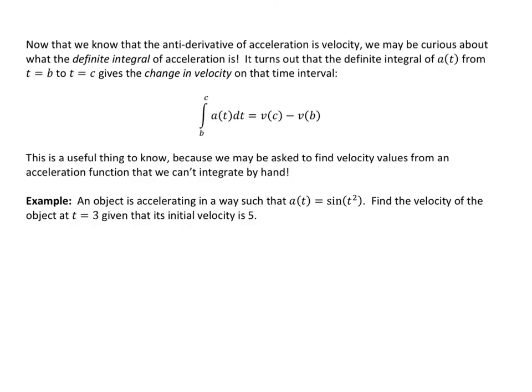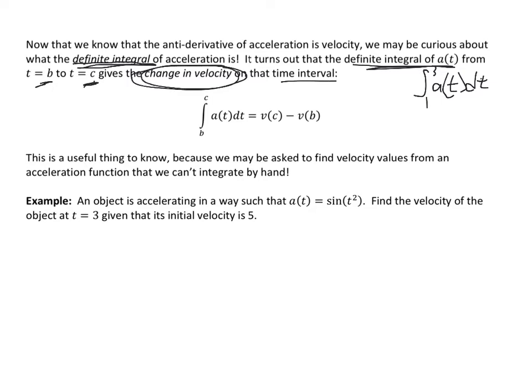So the one more connection that I want to make here is, now that we know that the antiderivative of acceleration is velocity, you may be curious about what the definite integral of acceleration is. What happens if I take an integral of an acceleration function and then put bounds on it? Like if I do the integral from 1 to 3, what would that represent? It turns out it's really straightforward, and we can see it really clearly. When you take the definite integral of the acceleration from one time to another time, it gives you the change in velocity on that interval.